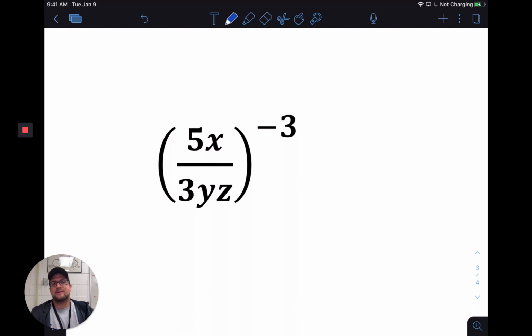So 5x over 3yz all raised to the -3. So first thing in my brain I'm thinking is I see parentheses. That's where I like to go with my PEMDAS. Parentheses, exponents, multiply. Now inside, do you notice how we didn't have any exponents? That means all of these need to have a 1 put to them.